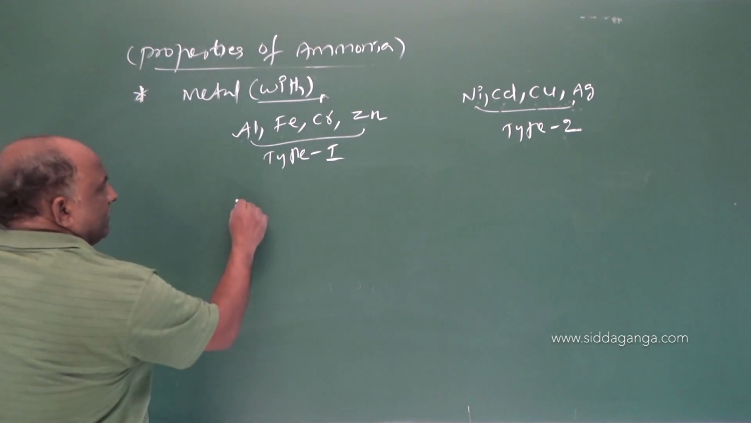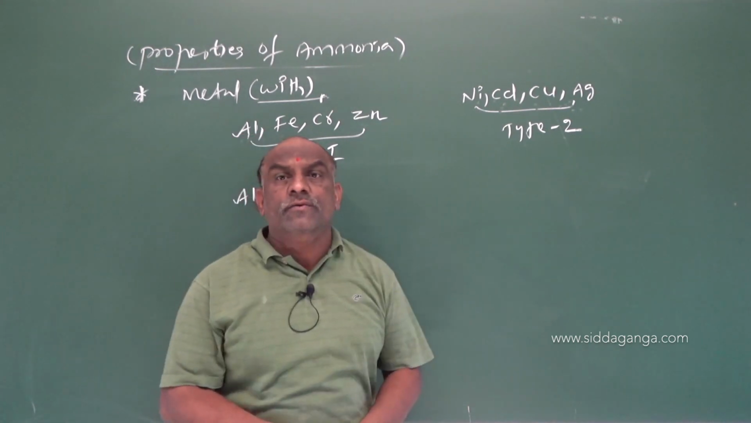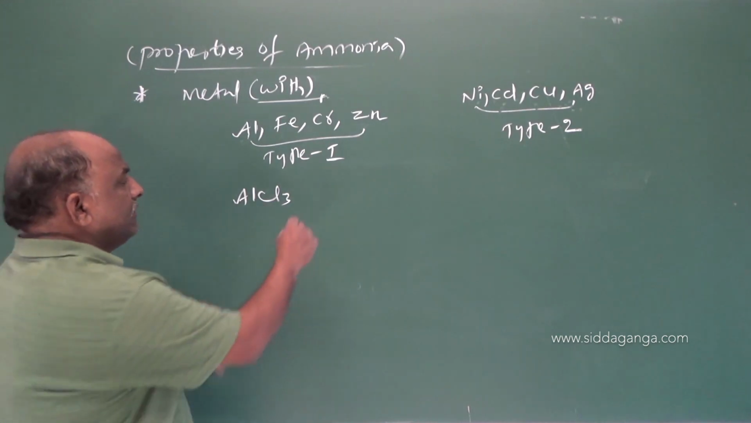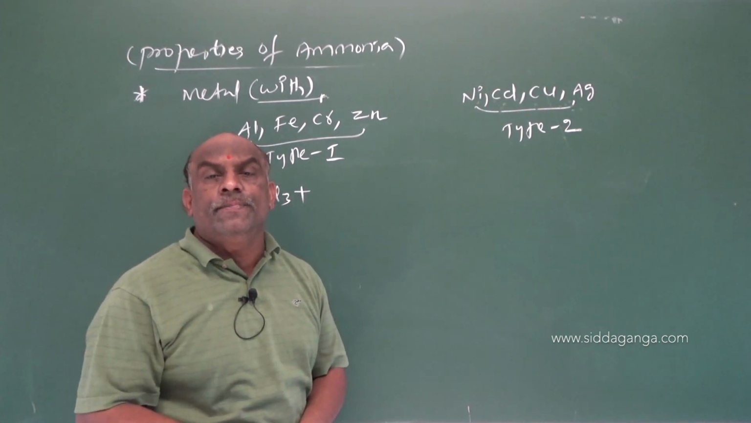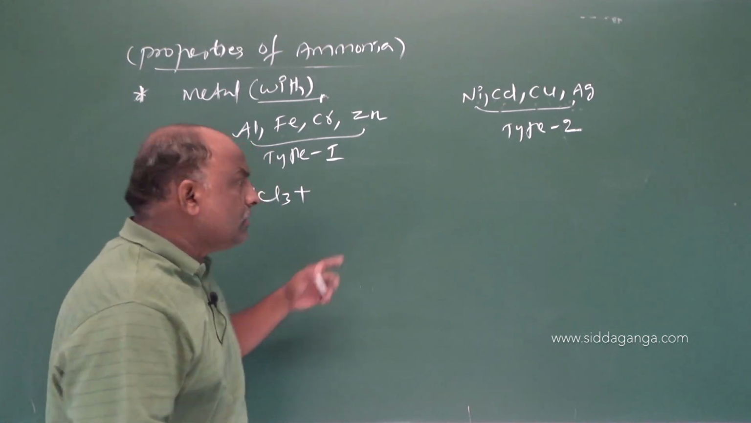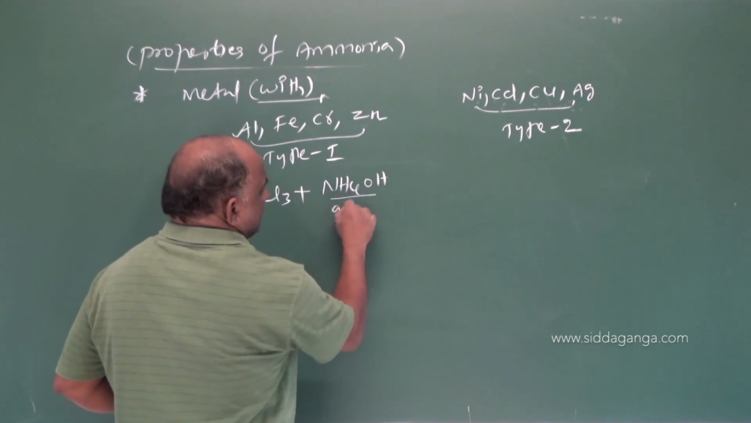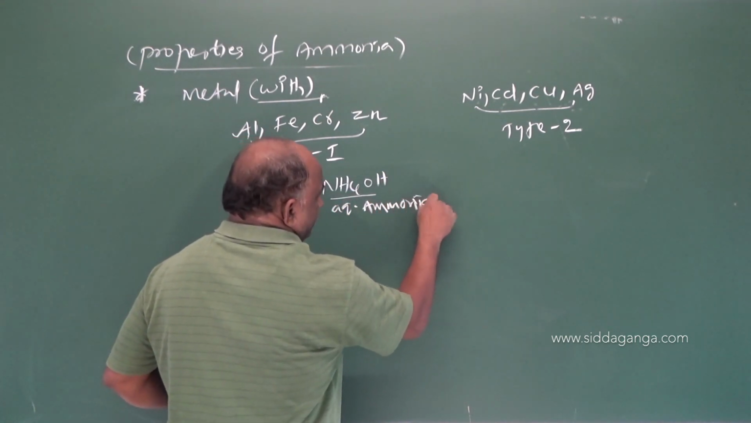Suppose the compound is aluminum chloride. Aluminum chloride, molecular formula AlCl3. Aluminum chloride AlCl3 reacts with aqueous ammonia. What is aqueous ammonia? Aqueous ammonia is NH4OH. So remember, this is very important.